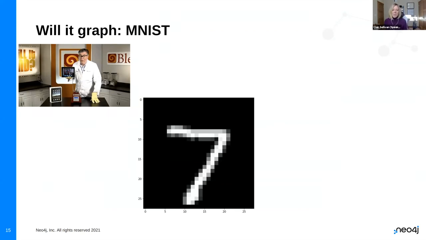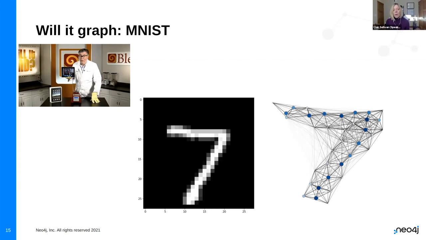So many of us are familiar with the traditional MNIST challenge. It's a neural network challenge where we look at handwritten digits and images, and we try to predict what number they are. So will it graph? Well, the answer is yes. When you're talking about images, assuming that you're not talking about random noise in an image, the pixels nearby other pixels have a relationship to them. There's some continuity there. And that relationship can be modeled with a graph.